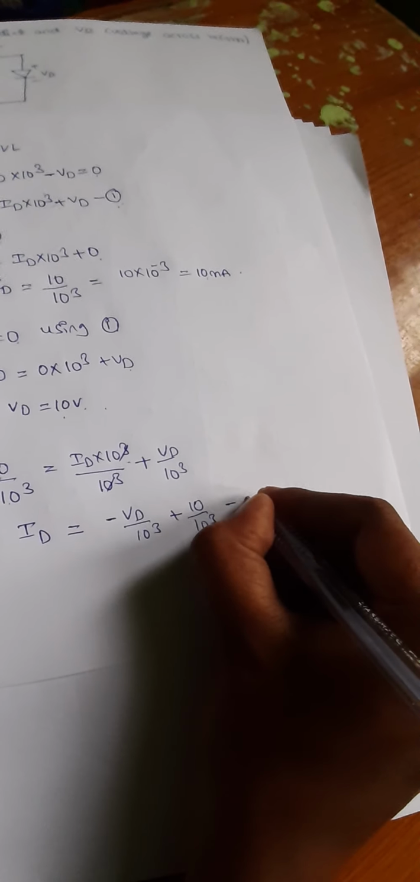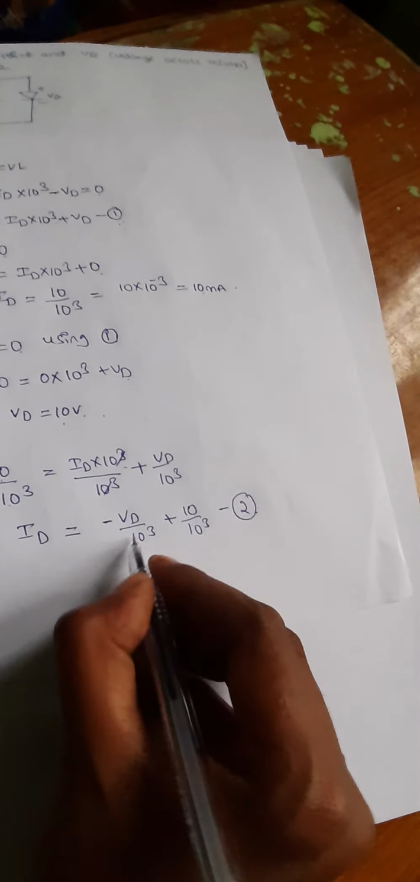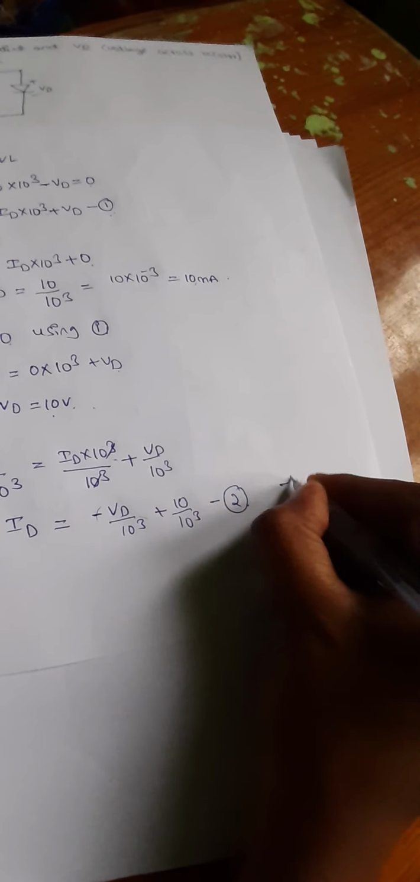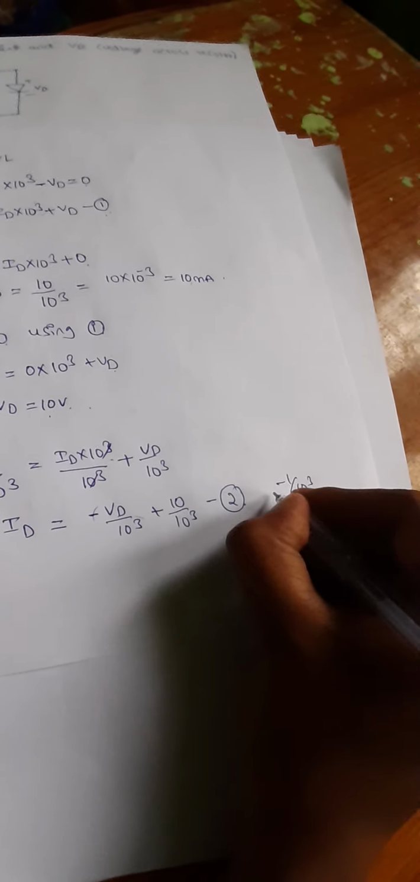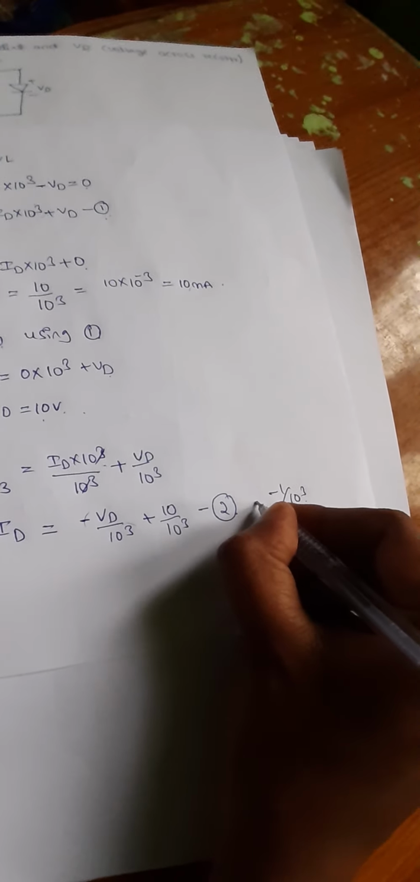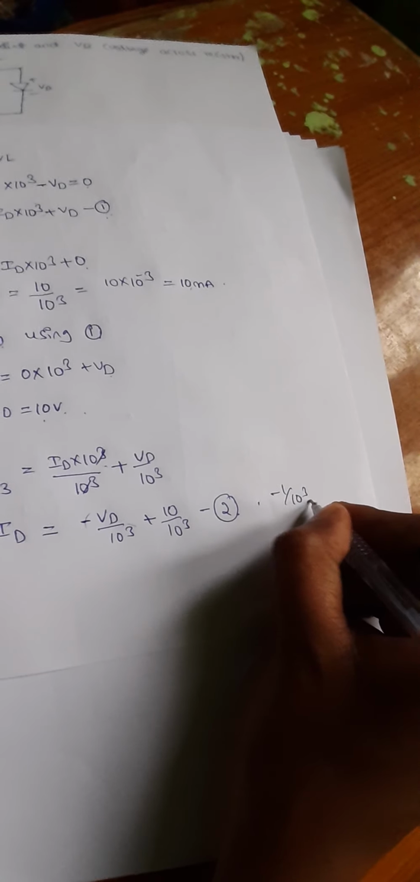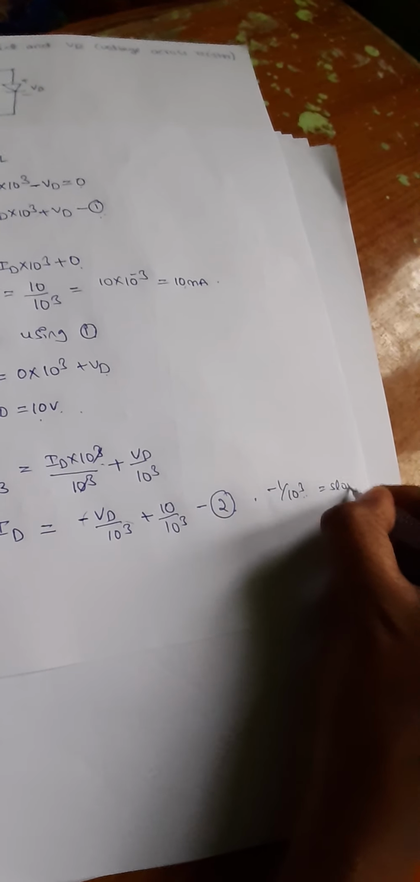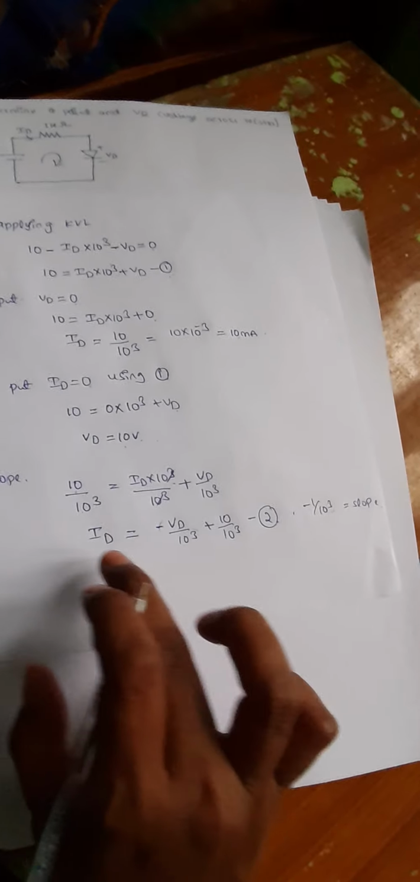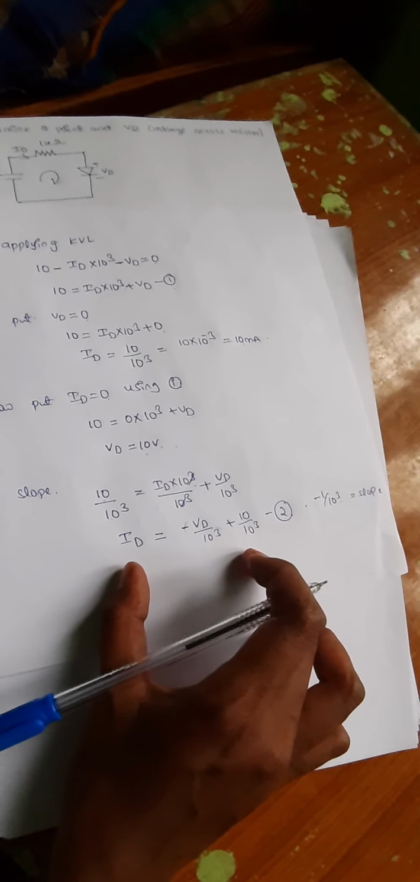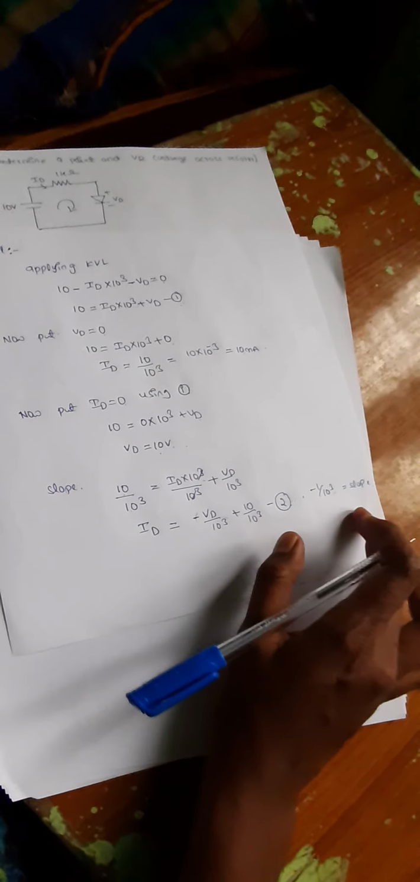So here is the second equation. The slope is minus 1 by 10 power 3, which is minus 1 by RL. So we get a straight line equation, and this equation is also a straight line with a negative slope.